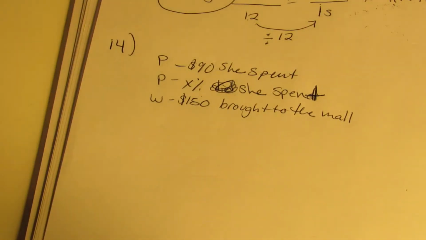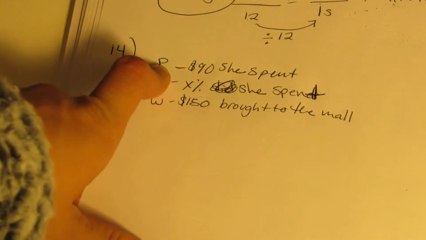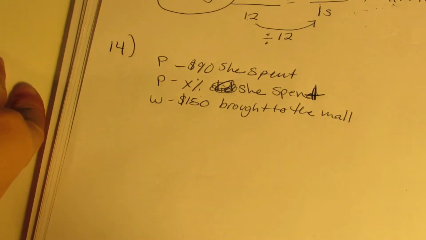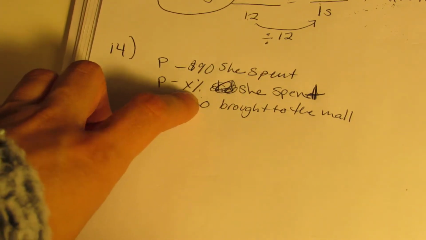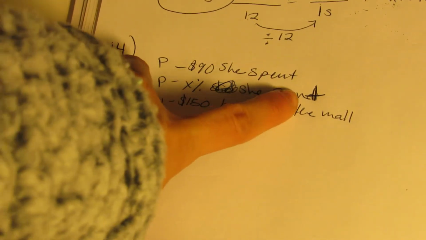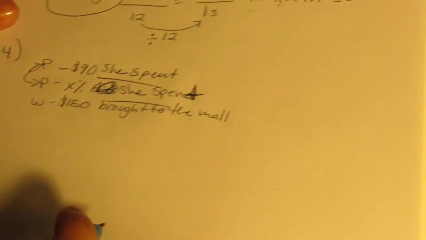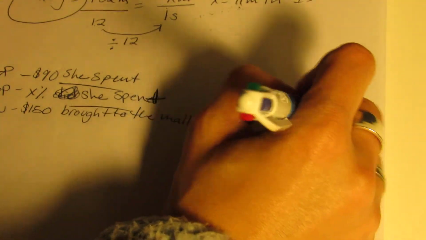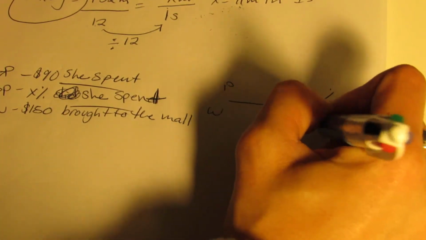Now, if you look at your P's, right, this is the test. If these two P's match, then you can go ahead and set up your proportion. So this says $90 she spent. X percent is what we're trying to find of what she spent. Do these match? Yes, they do. So that means I can go ahead and set up my proportion. Okay? I always know it's part over whole, a percent out of 100%.